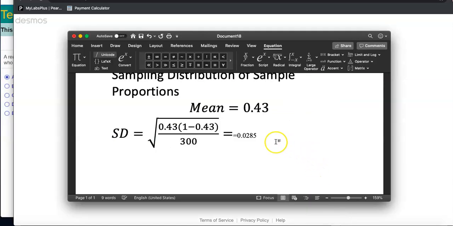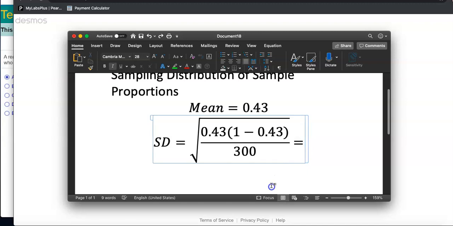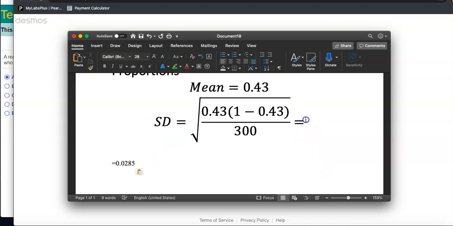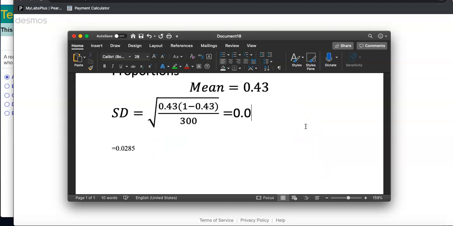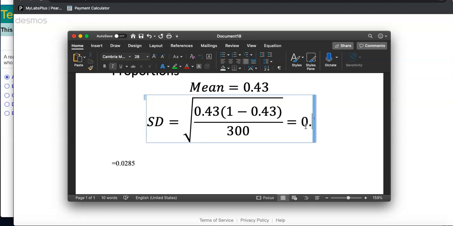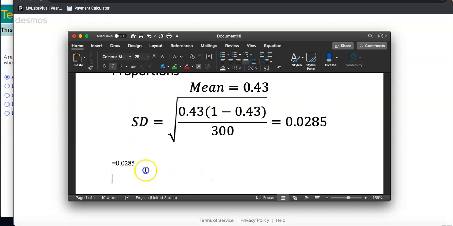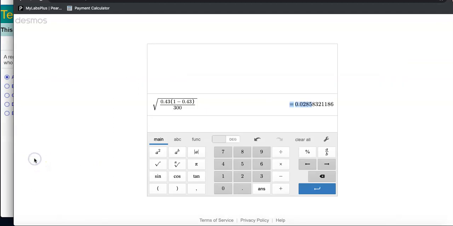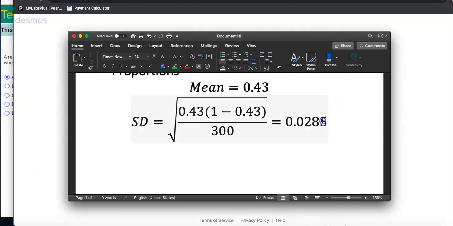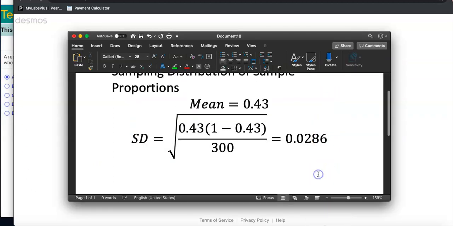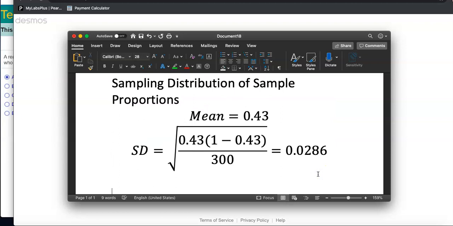Let me go ahead and copy this down here. Ew, that number was too small. It was 0.0, oh, I want it to be 0.0285. Rounded, maybe I should round that up to 6 because the number after that was 8. So that's it. Mean and the standard deviation right here.